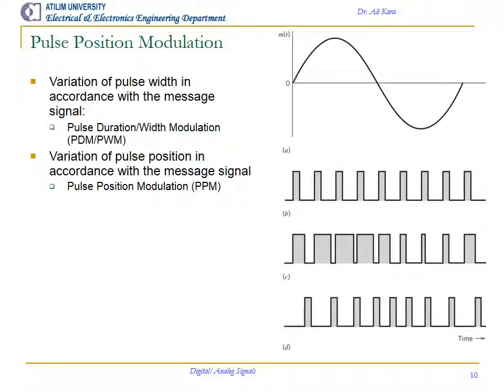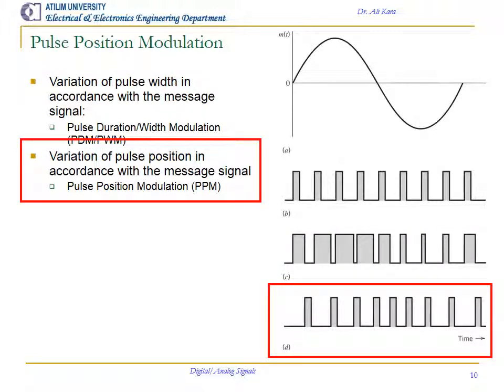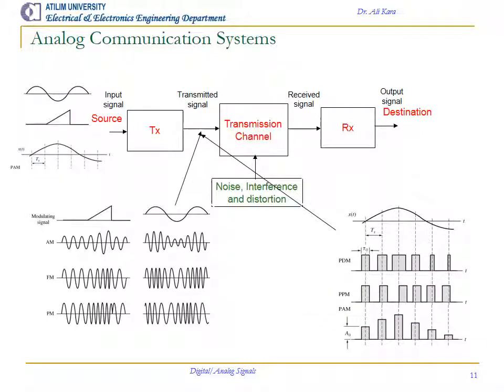Pulse position modulation. Variation of pulse width in accordance with the message signal is called pulse duration/width modulation, PDM/PWM. Variation of pulse position in accordance with the message signal is called pulse position modulation. Analog communication systems. This is the basic block diagram of an analog communication system. Source can be anything.